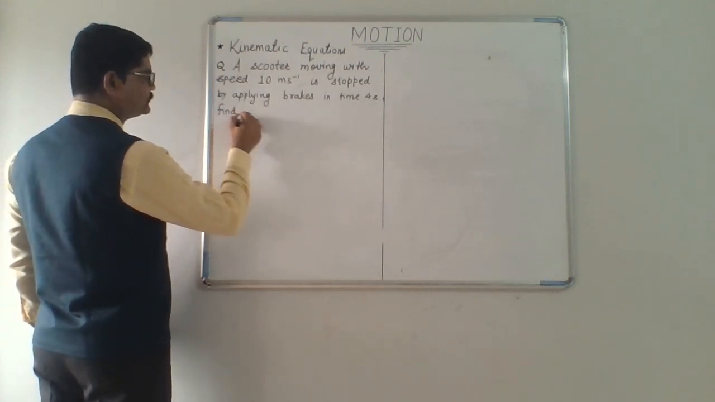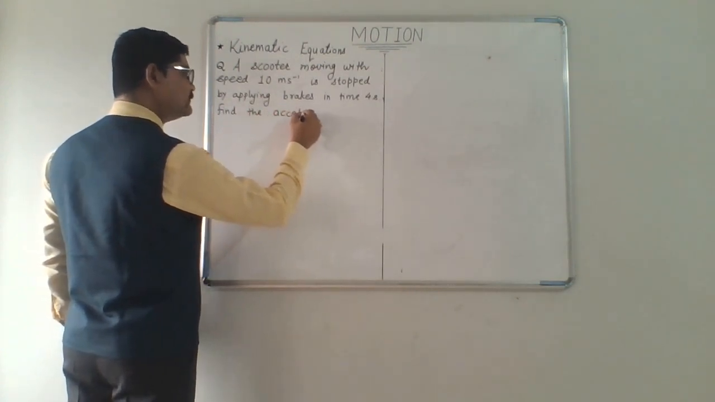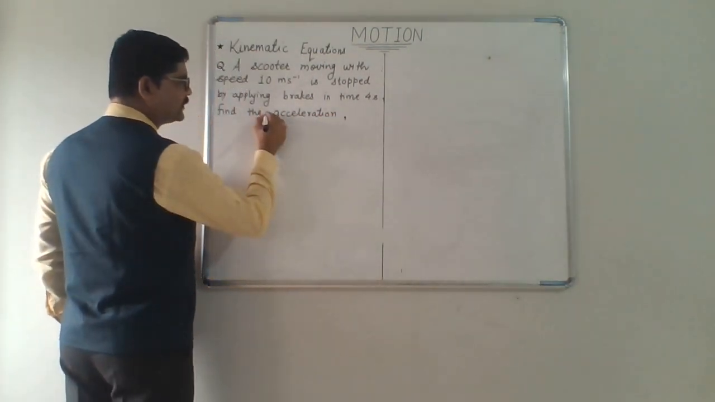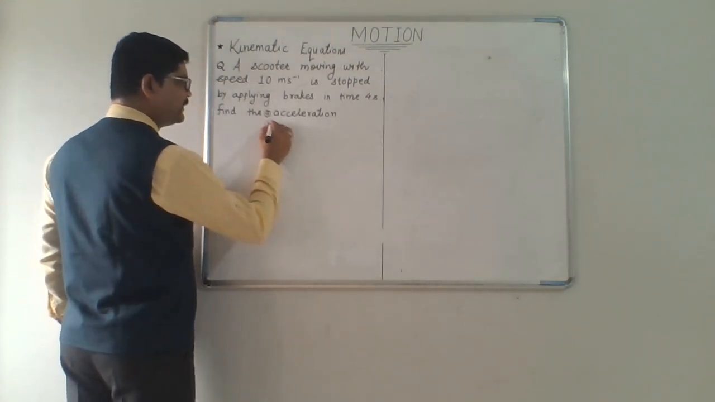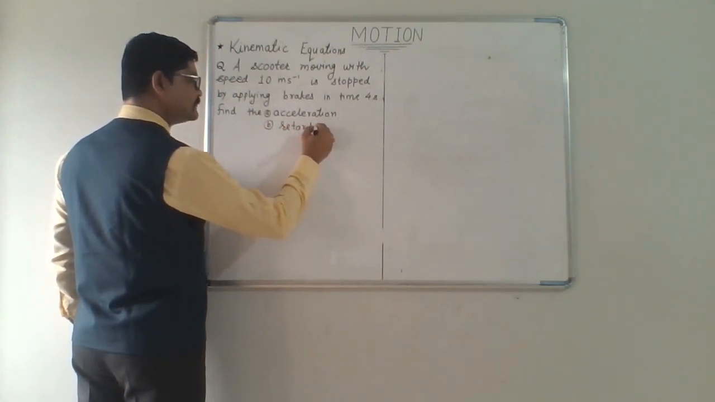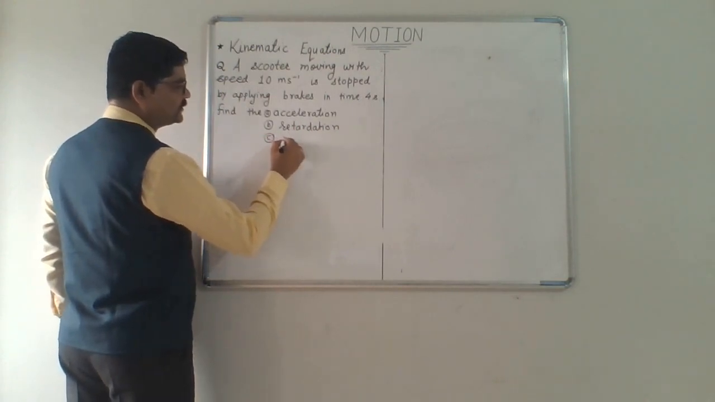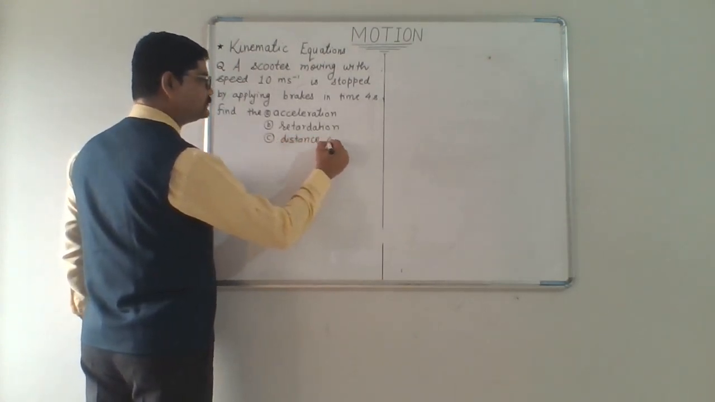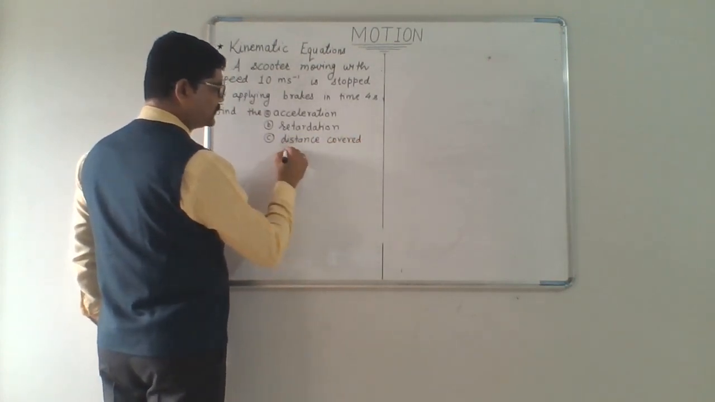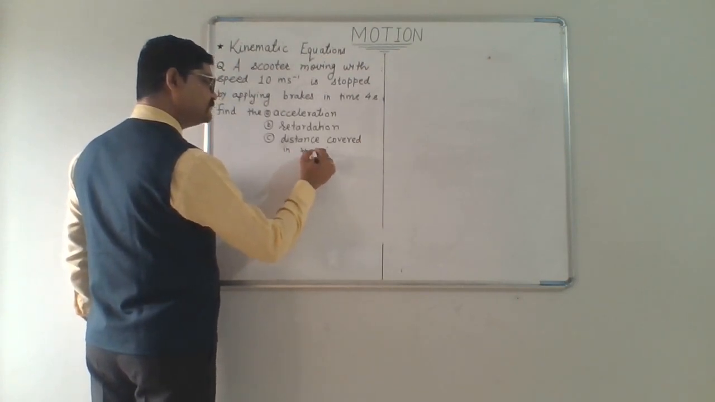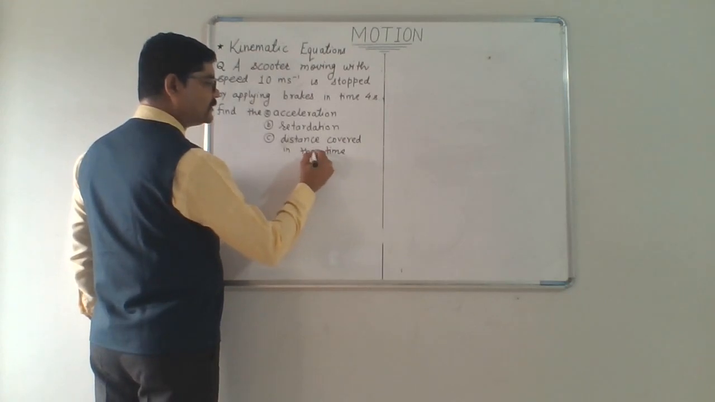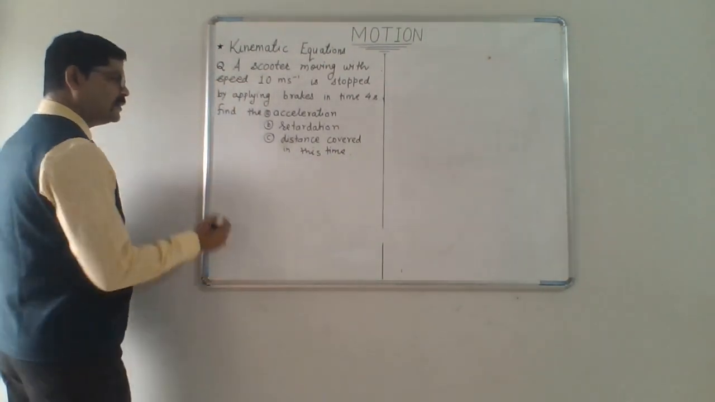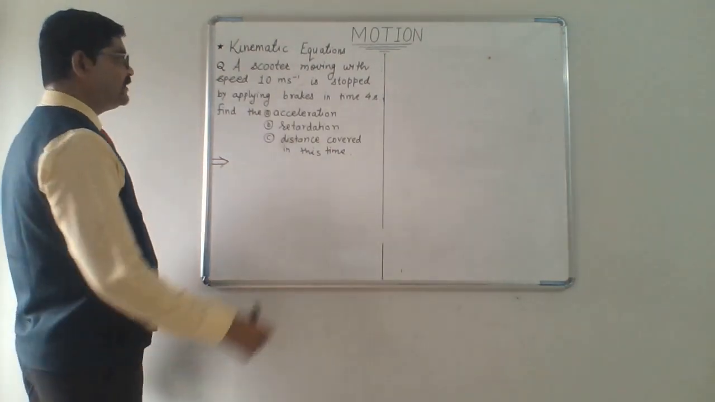Find the acceleration, find the retardation, and find the distance covered in this time. Find the distance covered in this time, that is during the time of getting stopped. Question is simple. Let us find out what are the given terms here.